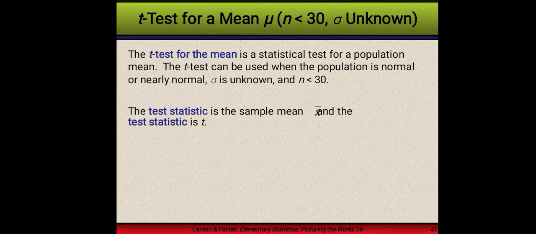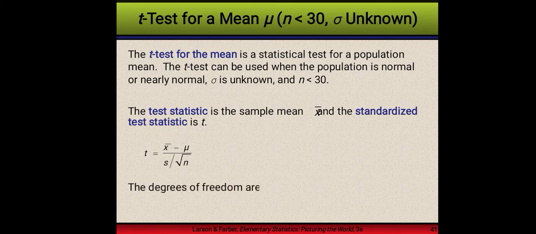The t-test for the mean is a statistical test for a population mean. The t-test can be used when the population is normal or nearly normal, σ is unknown, and n is less than 30. This is the formula. Next, the degrees of freedom, df, equals n minus 1. And for further understanding, I have here a short video presentation on how to get the z-test and the t-test.